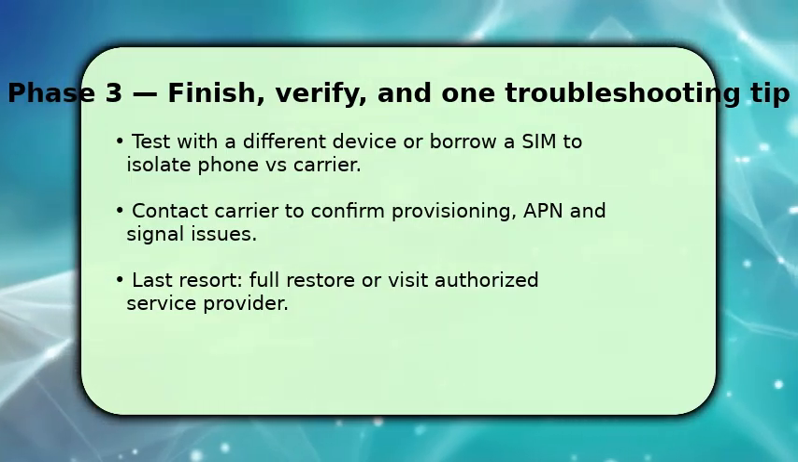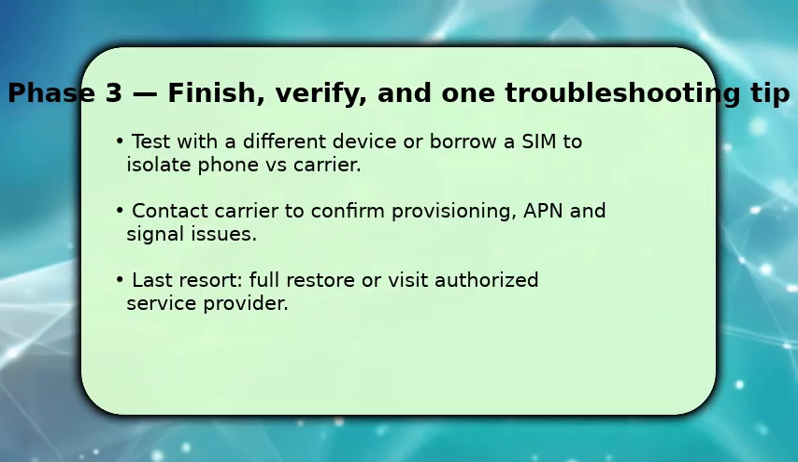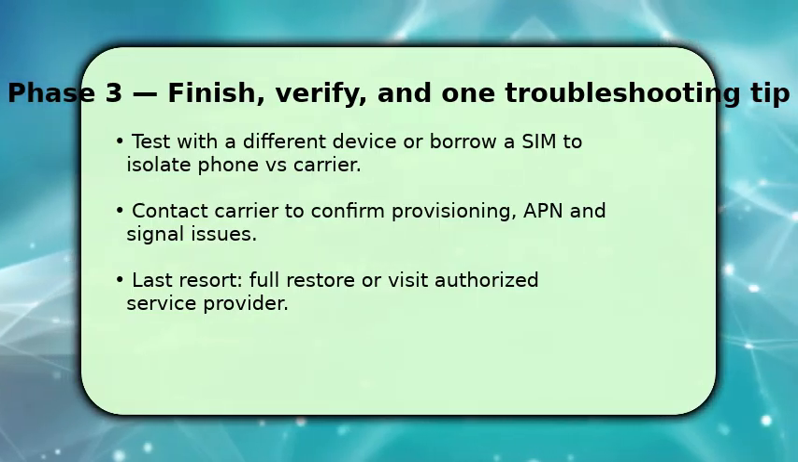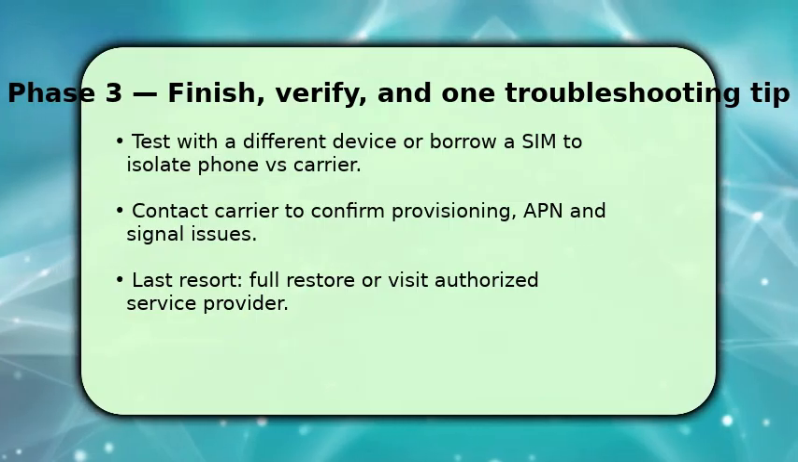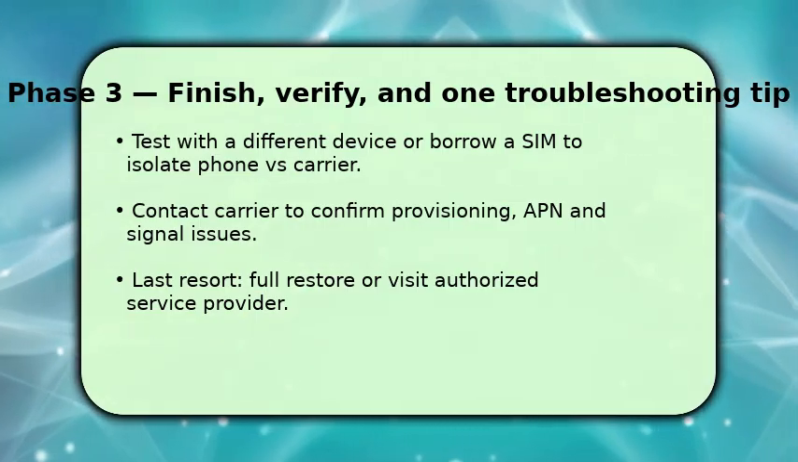If not, call or visit your carrier to verify provisioning and APN records. Troubleshooting tip: when nothing changes, request a carrier-side refresh or replacement SIM.